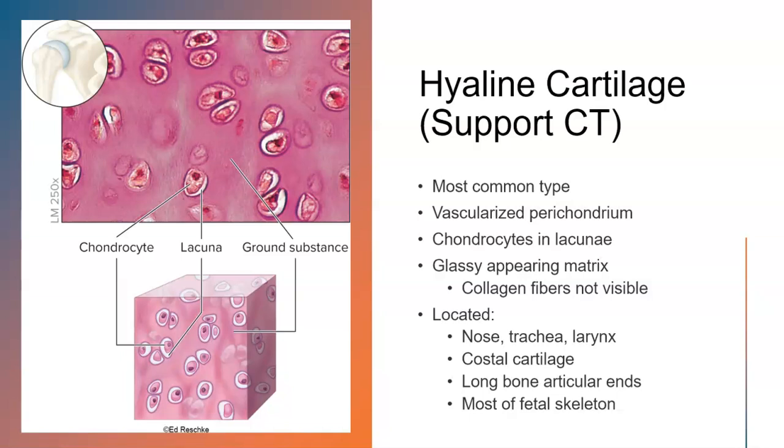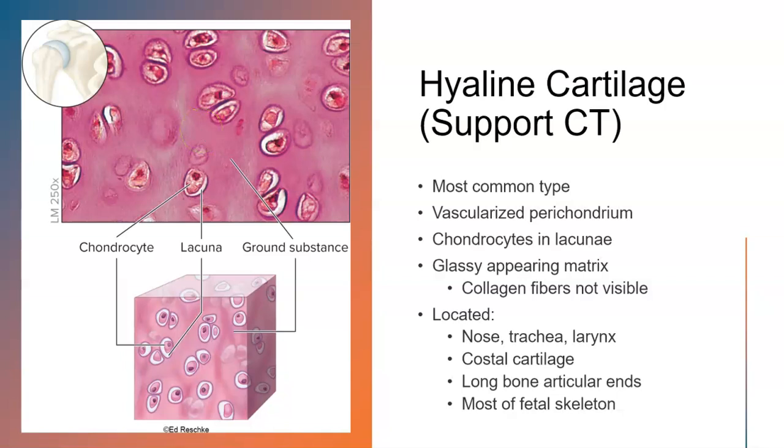What you look at is the extracellular matrix. So look at all of this pink right here. You can see there are teeny tiny little fibers in there. Now those are collagen fibers, but you really can't visualize them. So I want you to think of this as chondrocytes in lacunae in a matrix of frosted glass. So this looks like frosted glass. That's how you identify hyaline cartilage.